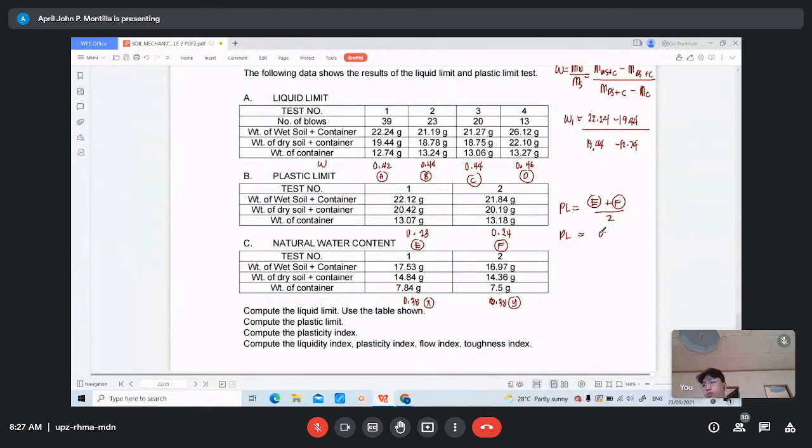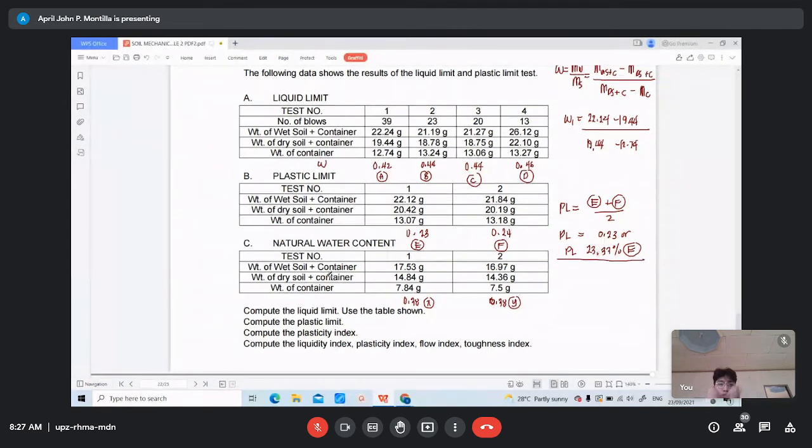0.23 or 22 or 23 in percentage form. 23.33 po. 23.33%. I-store nyo kay E ulit para naka-store pa rin yung PL.